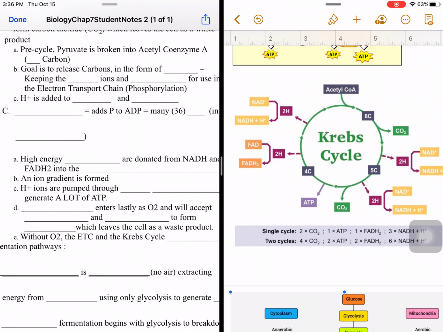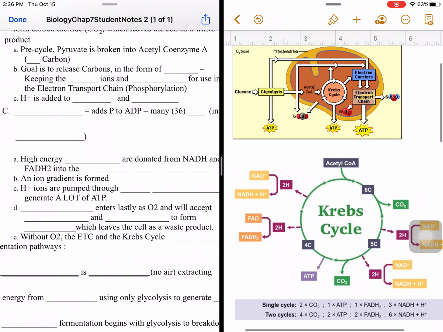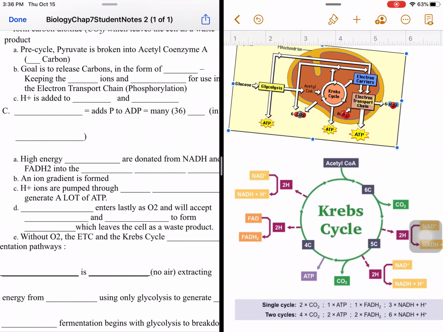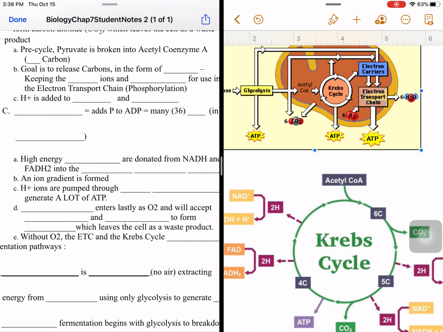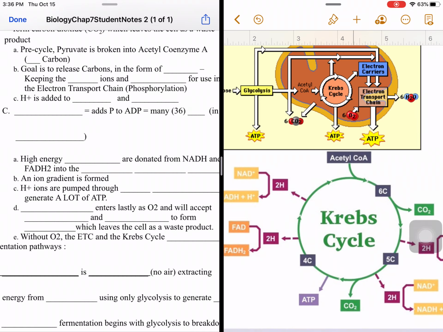So you're losing a carbon right there. So carbon dioxide, if you look up here, it says acetyl-CoA, and it's got an arrow leading down to the 6 CO2s. One of those comes every time we lose a carbon, it changes into carbon dioxide. So there's one of those carbons.